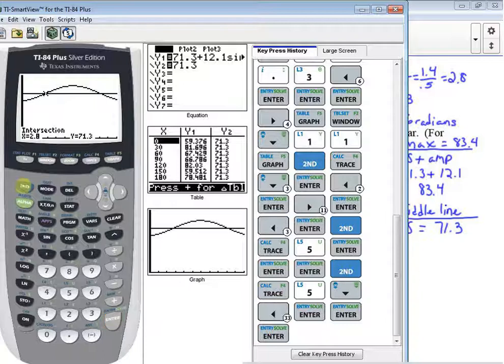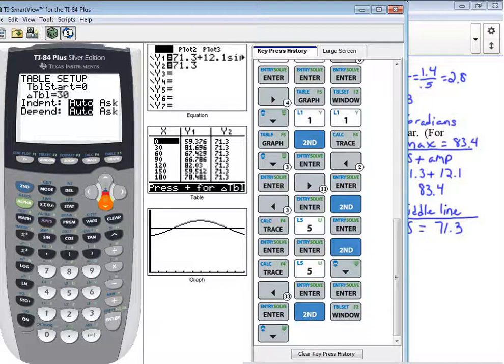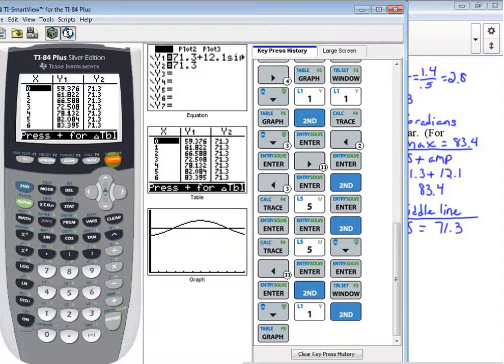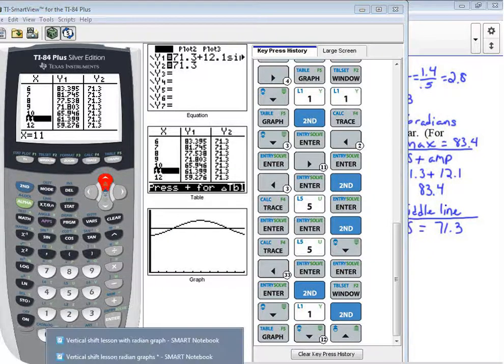And then I'm going to go to second window and have my table increment by 1. So I can go into second graph, and I can see that at 0, which is one of my skeleton points, I'm at 59.37. And then at 11, which I'm asked to graph it to, I'm at 61.4. Okay, so that's how I got all my skeleton points that I need to graph.